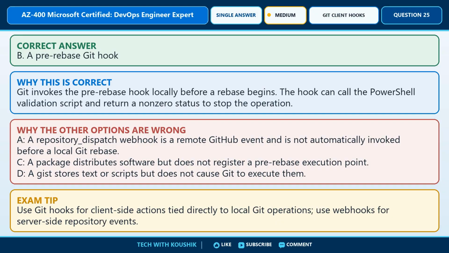The correct answer is option B, a pre-rebase Git hook. Here's why. Git invokes the pre-rebase hook locally before a rebase begins. The hook can call the PowerShell validation script and return a non-zero status to stop the operation.